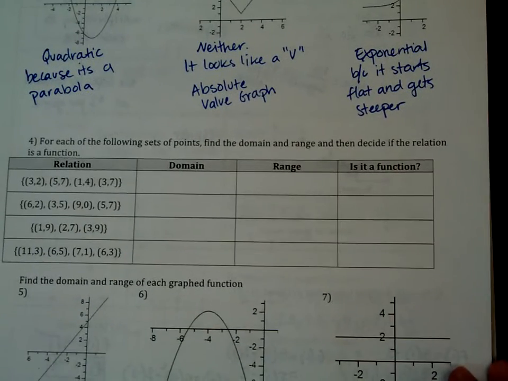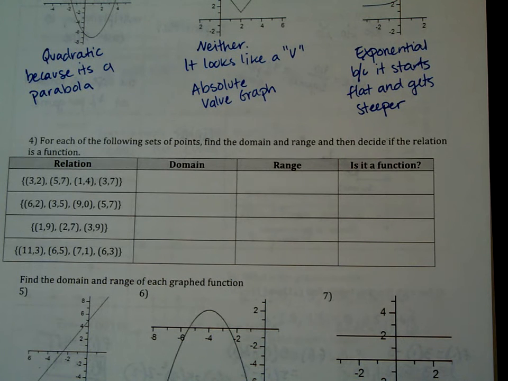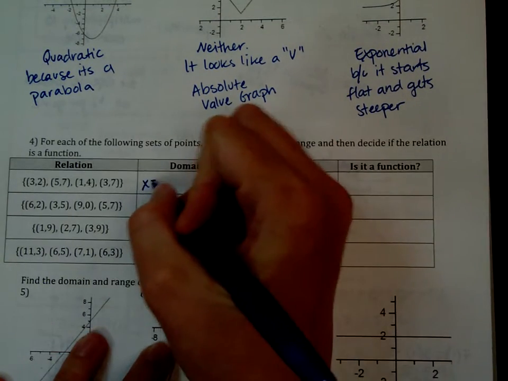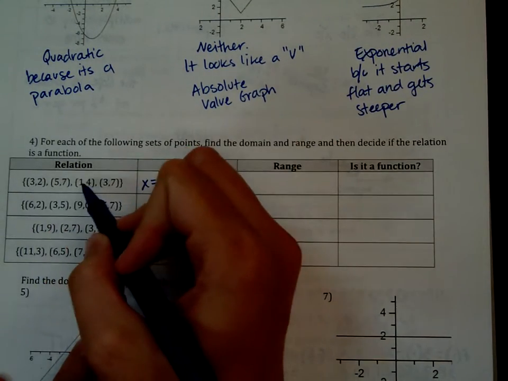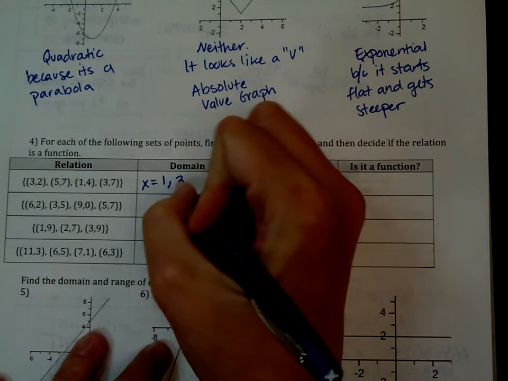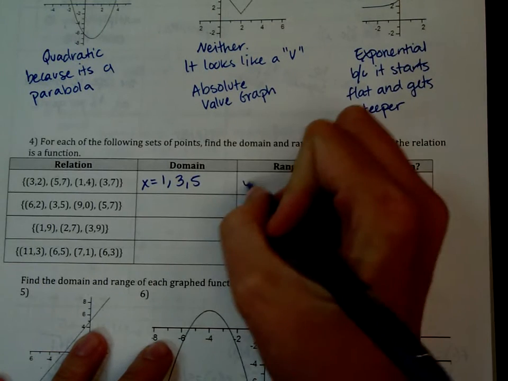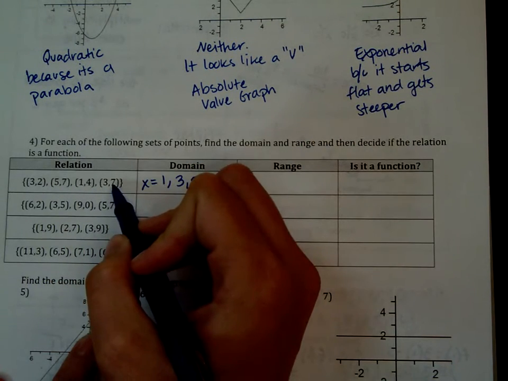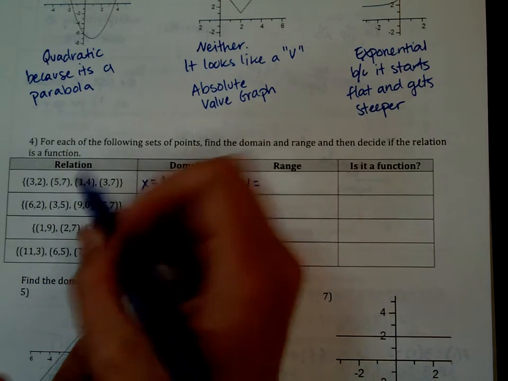For each of the following sets of points, find the domain and range and then decide if the relation is a function. So let's see, the domain is the x values. So here we've got 3, 5, 1, and then 3 again. So I'll put them in order, 1, 3, and 5. The range, y equals 2, 7, 4, 7. So 2, 4, and 7.